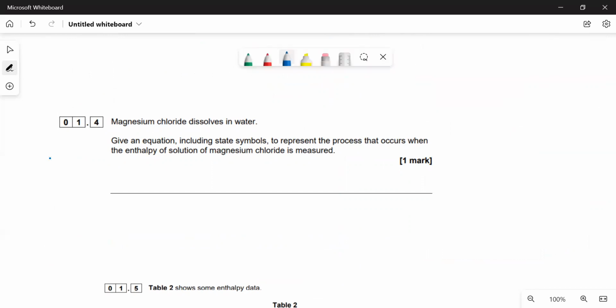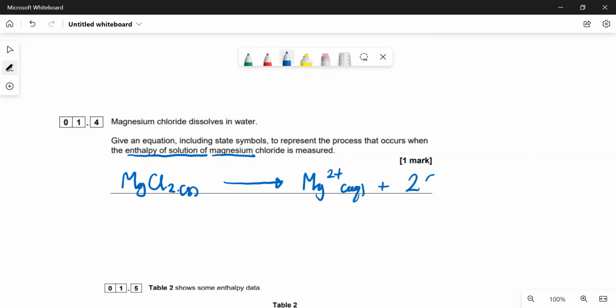Right. Magnesium chloride dissolves in water. Give an equation including state symbols to represent the process when the enthalpy of solution of magnesium chloride is measured. So we're going to have magnesium chloride solid, and you're going to dissolve it in water to form magnesium 2+ ions, state symbol aqueous, plus 2 moles of chloride ions, and they're going to have a state symbol of aqueous as well. You could probably get away with not doing that as ionic, but I think that's the best way of doing it.